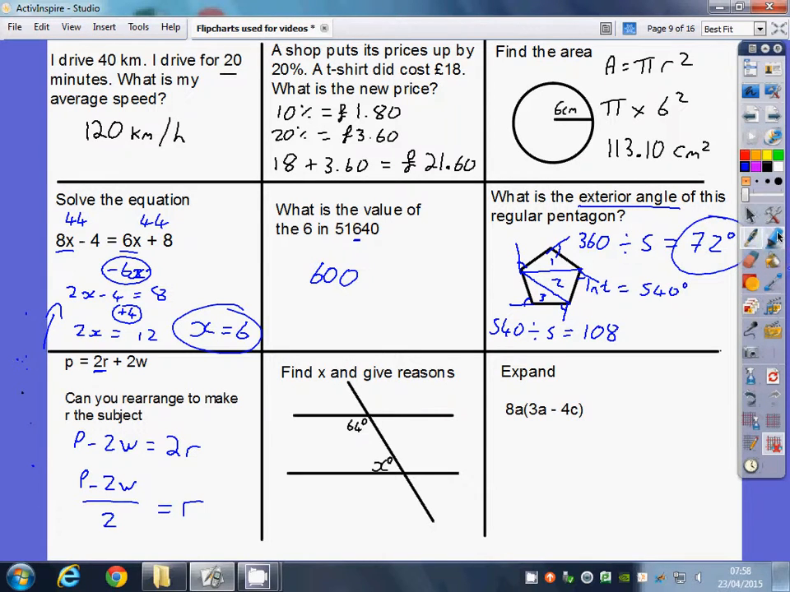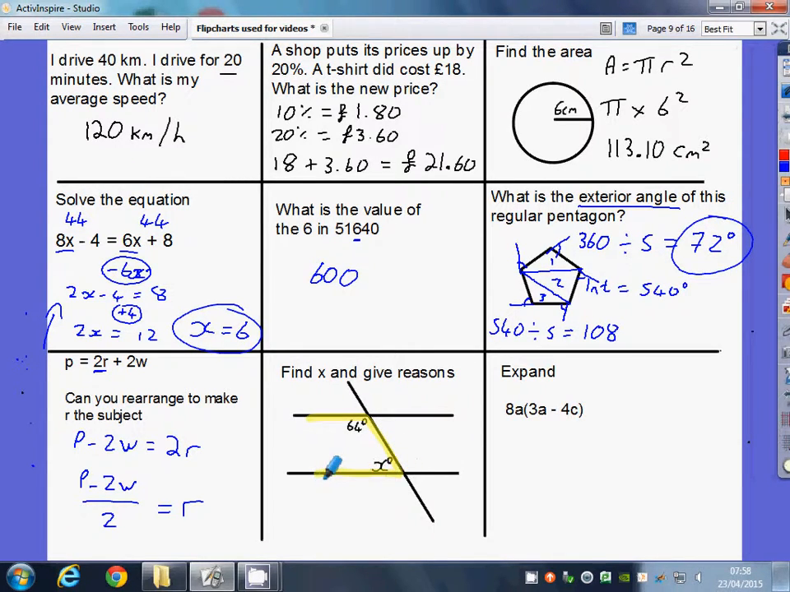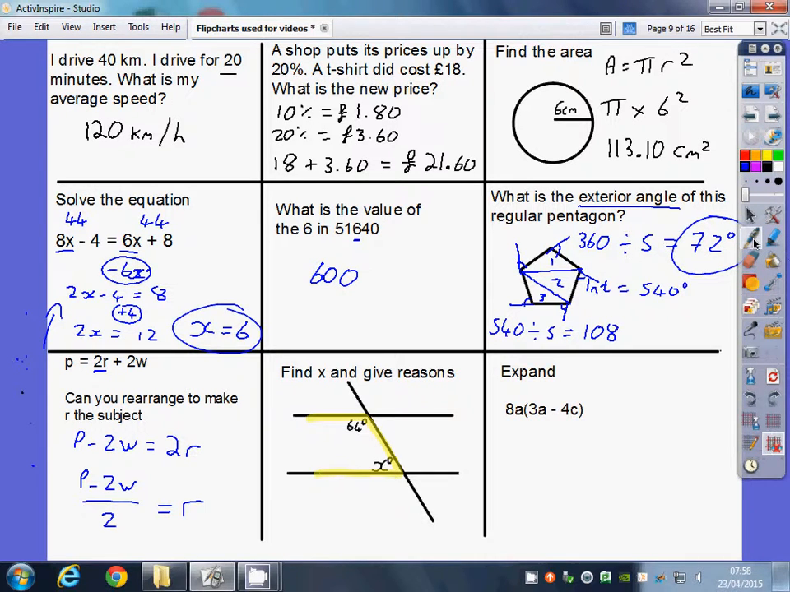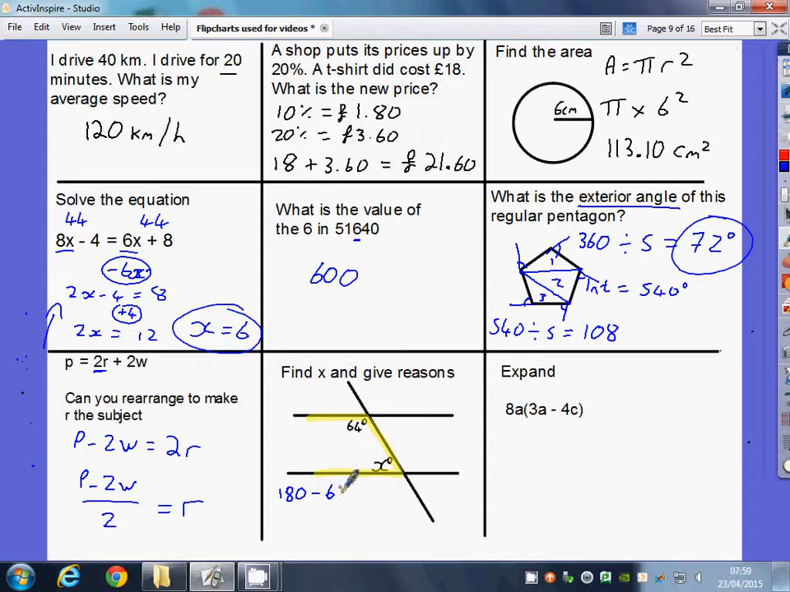Okay, the next one. What we've got here, if I just highlight this bit, you can see we have got a backward C angle. Now those of you who remember anything about C angles, they both add together to make 180 degrees. Therefore, to find the value of x, we can just do 180, take away 64, which gives me an answer of 116 degrees. But you must give your reasons, and you actually need to go away and learn what these reasons are. Well, when you have a C angle, the correct reason would be supplementary angles.